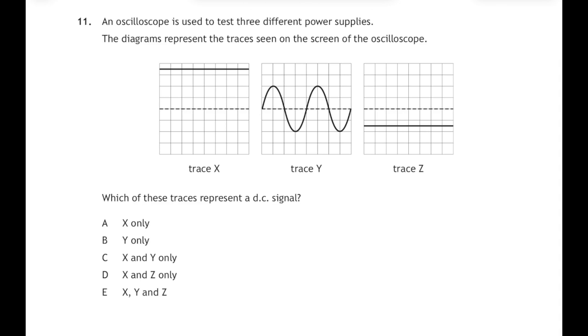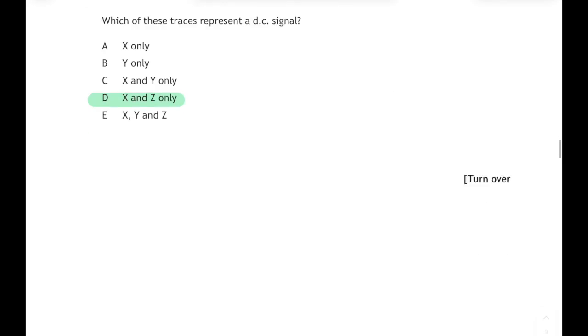Well, DC signals are direct current. That means the signal isn't changing. Or, in other words, the voltage is constant, and both X and Z are horizontal straight lines, which shows you that those signals aren't changing over a period of time, whereas trace Y, which is a sine wave, is changing. It's alternating over a period of time. It's an AC signal. So X and Z are DC signals. That means the answer is 11D. Moving on then, question 12.